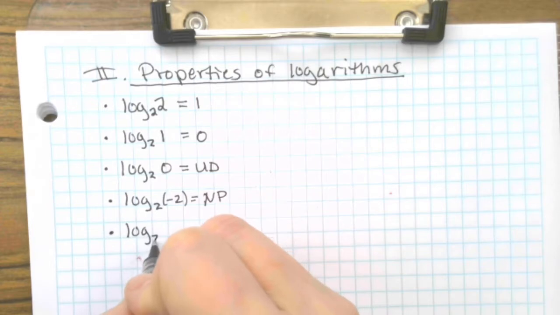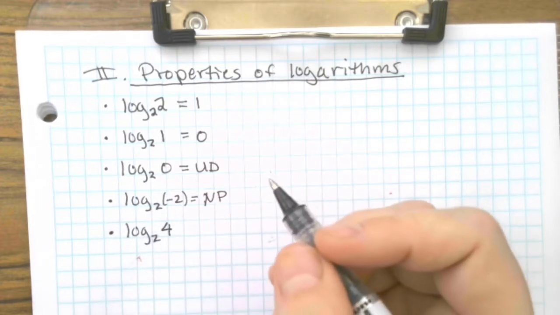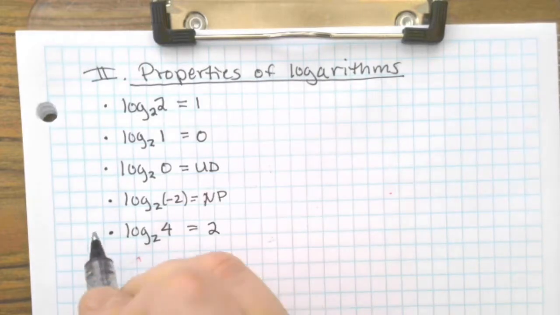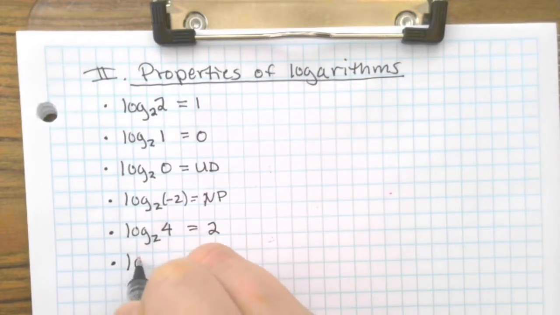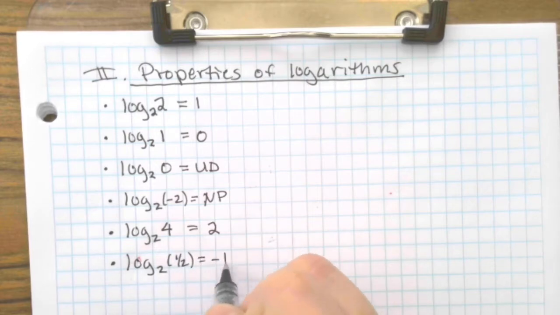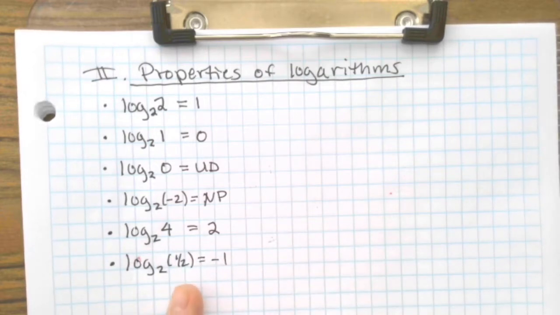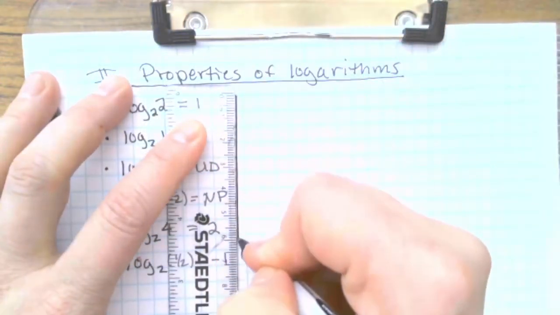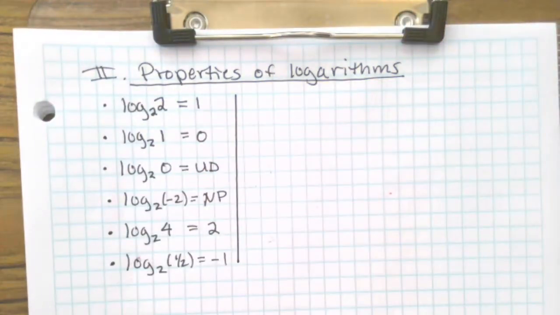Log base 2 of 4 is equal to 2. We'll go over that in a second. And then log base 2 of 1/2 is equal to negative 1. So if you have the inverse of the base, it equals negative 1. Now you can see how memorizing the rules can be a bit of a challenge. So I'm going to show you how to go through it for yourself.